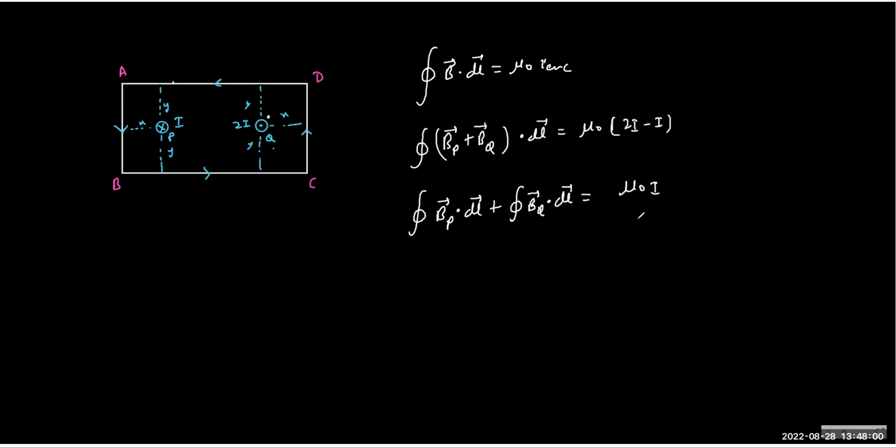The next thing is, every loop will have 4 paths. So we can write this as 4 terms: BP dot DL from A to B, BP dot DL from B to C, from C to D, and from D to A.